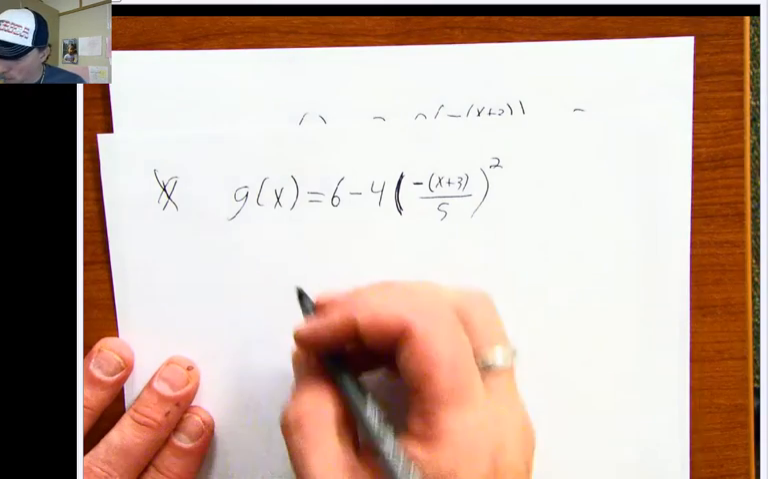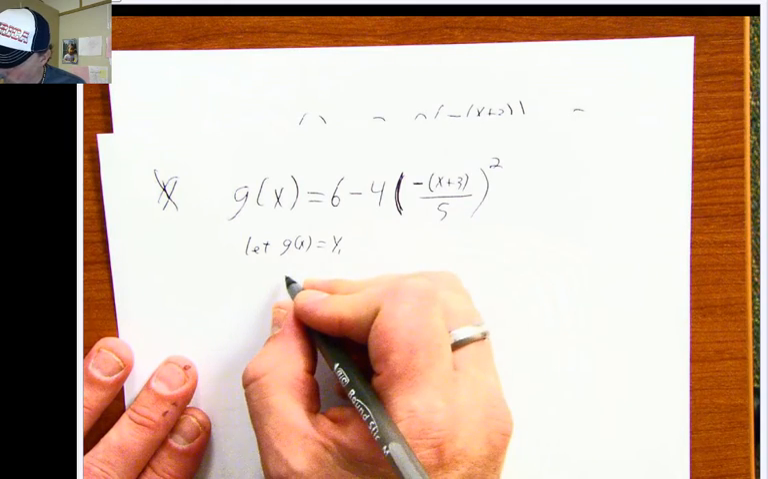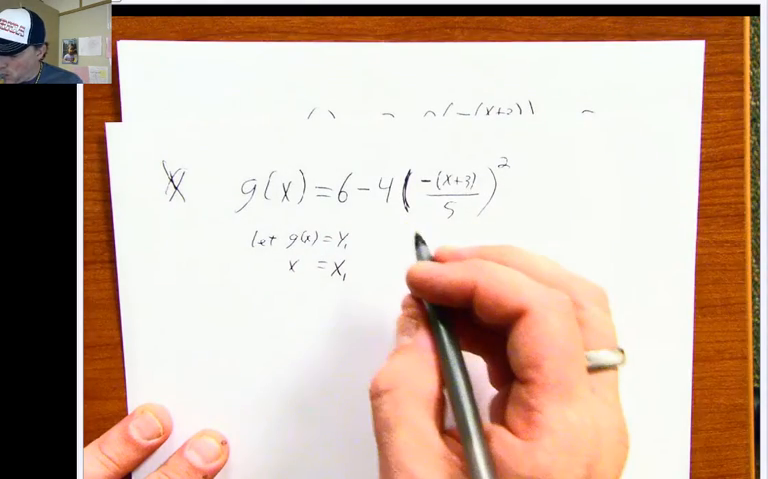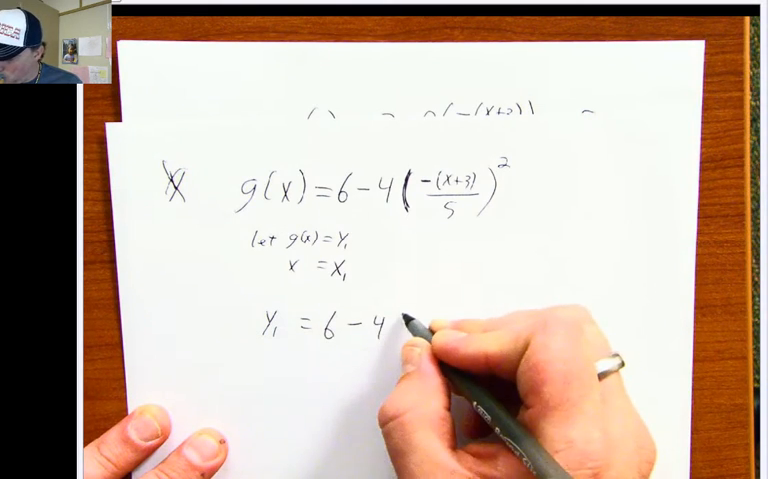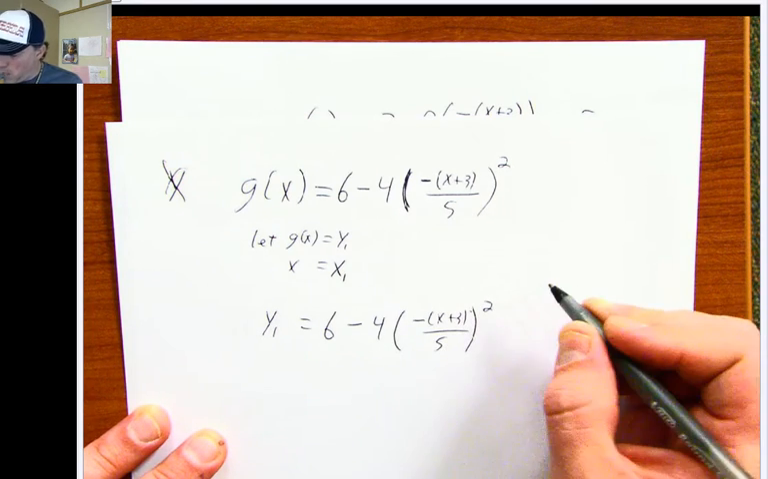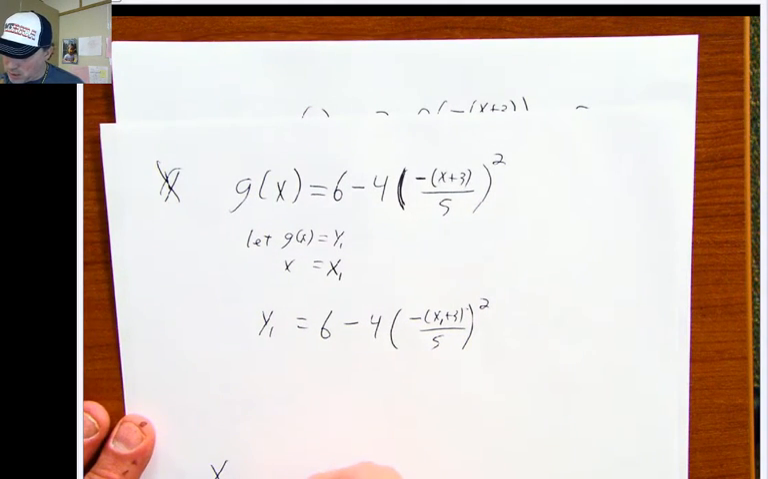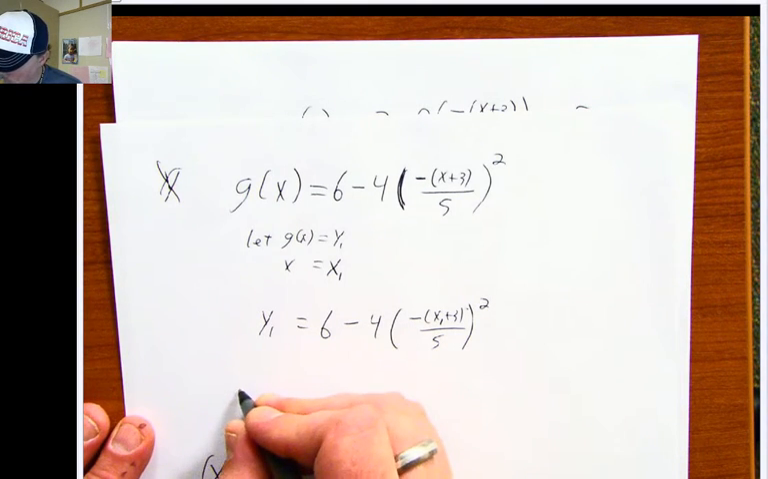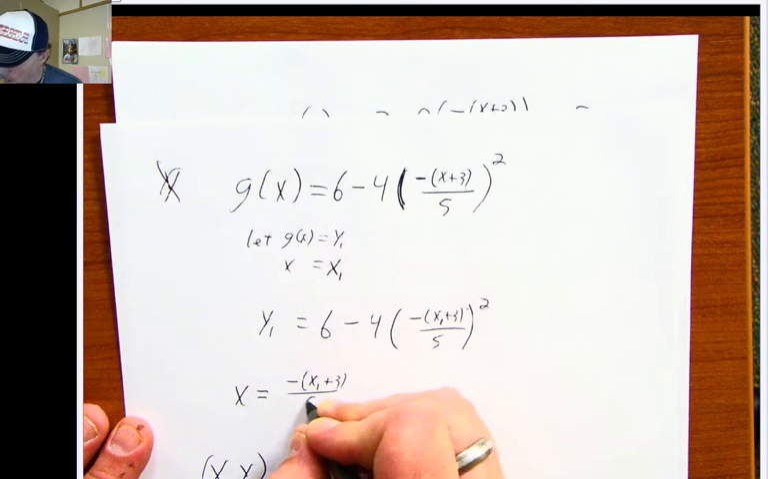If I did what I did with the previous problem, I'd let this g of x equal my y1, and I'm going to let x equal x1. This becomes y1 equals 6 minus 4 parentheses negative parentheses x1 plus 3 over 5 quantity squared. As far as the xy goes, that inside I set equal to x, so x equals negative parentheses x1 plus 3 over 5.